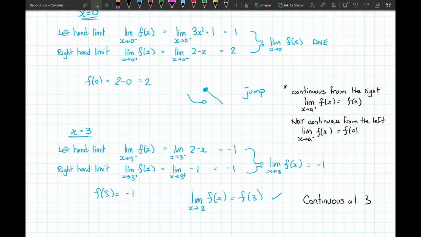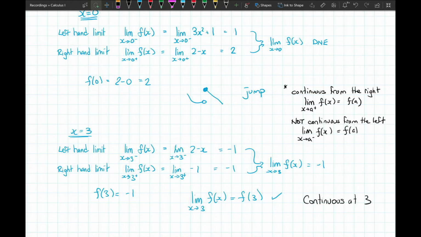Now, if a function is continuous at 3, then it's also continuous from the right and from the left. So just like limits, if a limit is defined for the left and the right and they're equal to each other, then the two-sided limit exists. Well, if a function is continuous from the left and continuous from the right, then we must know it's continuous. And vice versa. If a function is continuous at a number, it's continuous from both sides.